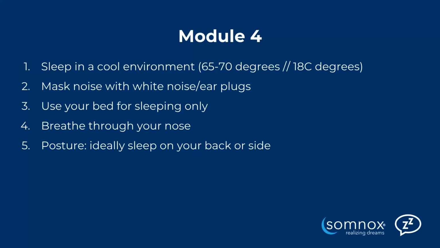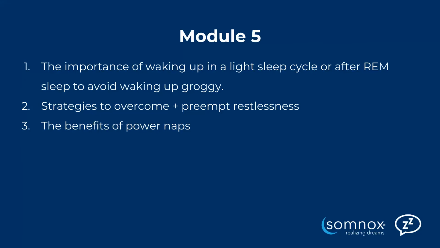And in the fifth module, we talked about the importance of waking up in a light sleep cycle or after a rapid eye movement sleep to avoid waking up groggy. You can do so by using a smart alarm or something. We also talked about strategies to overcome restlessness, right? The external brain, writing down what you have to do the next morning, identifying what mind-racing activities you do before going to bed, and some calming experiments you can do in your bedtime ritual prior to going to bed. Meditation or reading and those kinds of things.